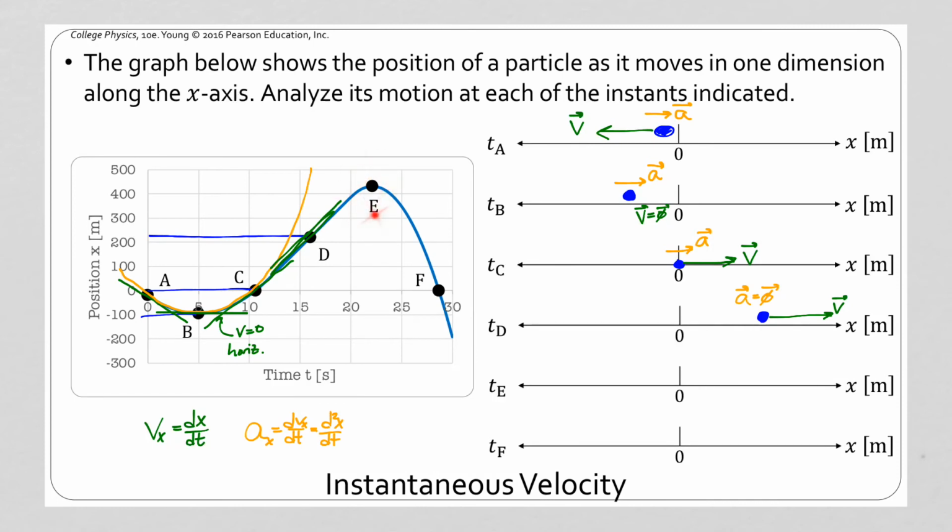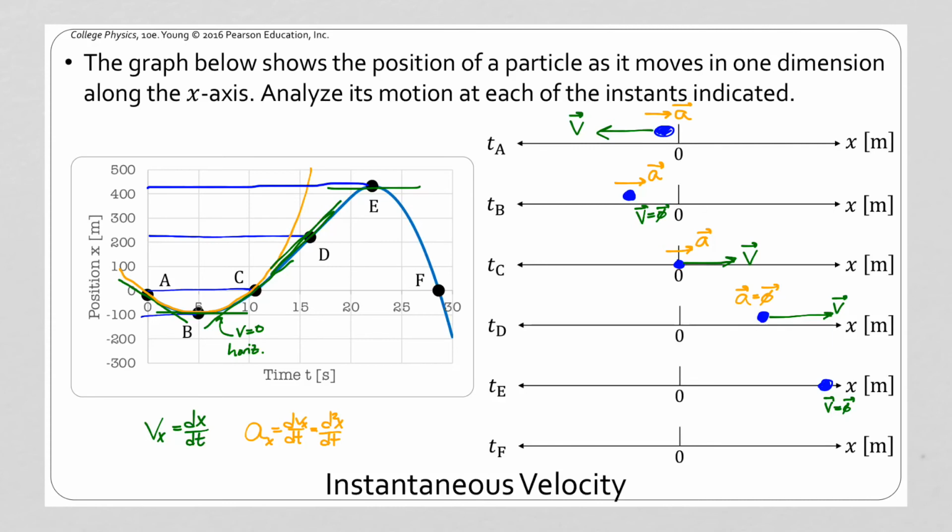I can then look at point E. At point E, I can figure out my position is about 400, so I'm going to be all the way over here at the end, because I'm at positive 400 there. I look for my velocity, that's the slope of the tangent line. I have another max or min here, so my velocity here is going to be 0, the null vector.